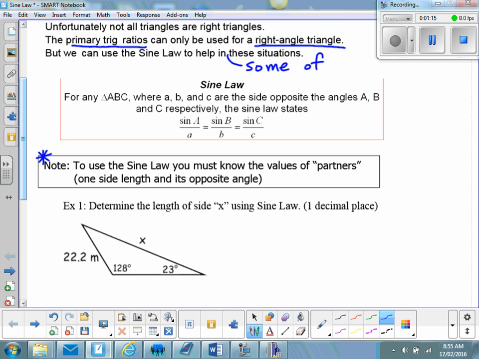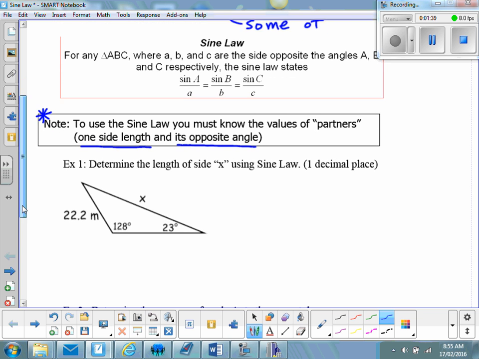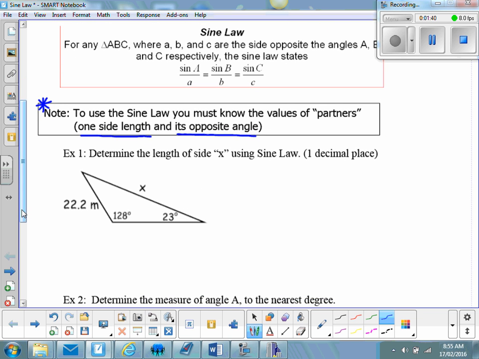This note is important though. To use the sine law, you must know the values of partners. So I'm going to be asking you to look for partners in questions. And all that means is that if you know one side length in the triangle and its opposite angle, I refer to those as partners. So if you know partners, then you can use the sine law when you're dealing with non-right angle triangles.